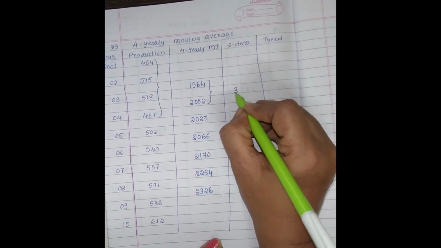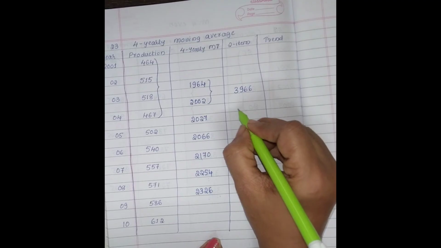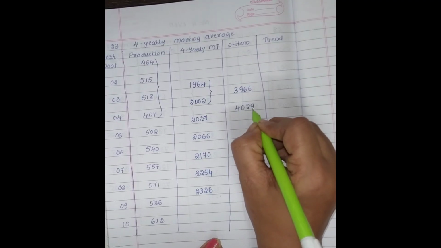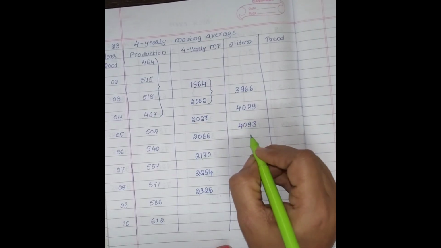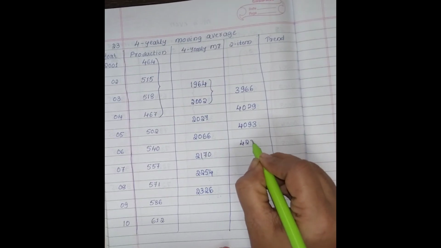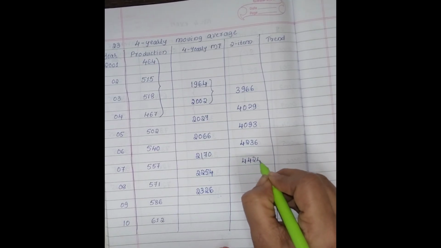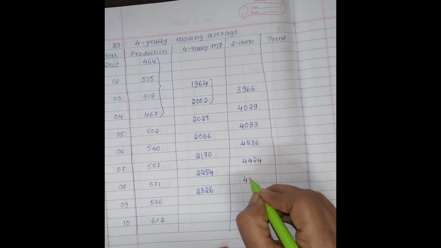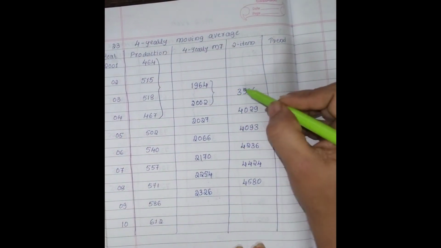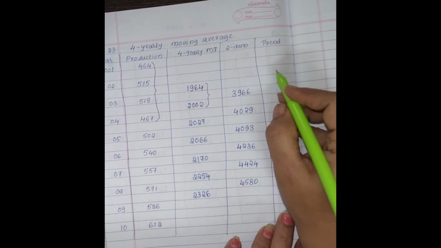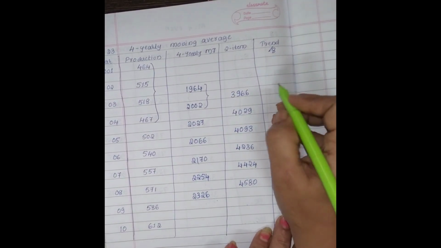Then that is 3,966, 4,029, 4,093, 4,236, 4,424, next 4,580. You have to go on adding the 2 values. Then after that, divide by 8 for the trend values. You have to calculate, divide by 8.